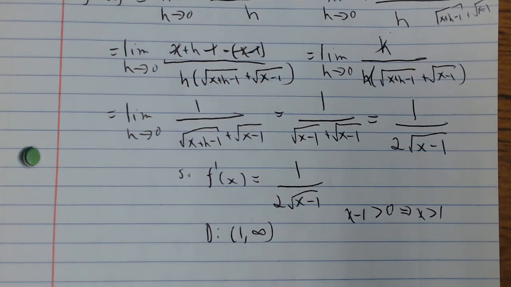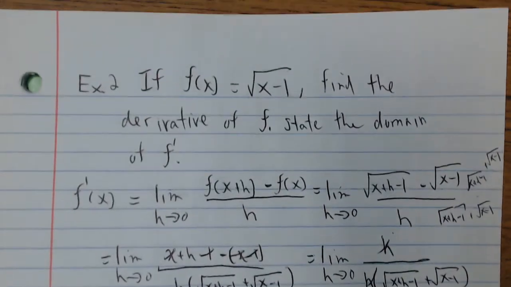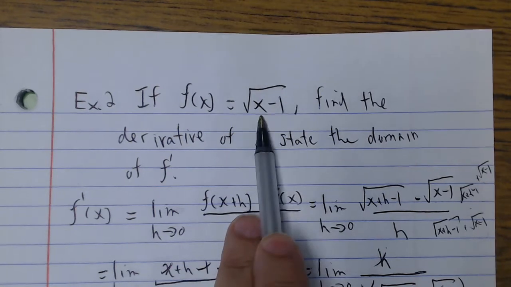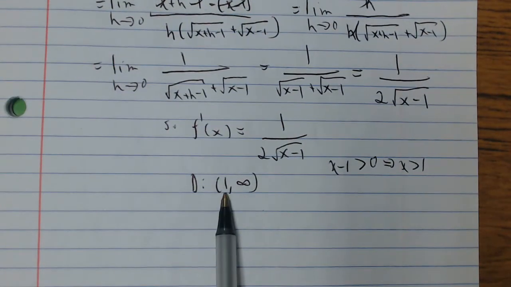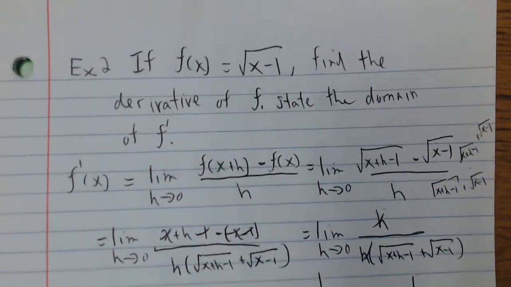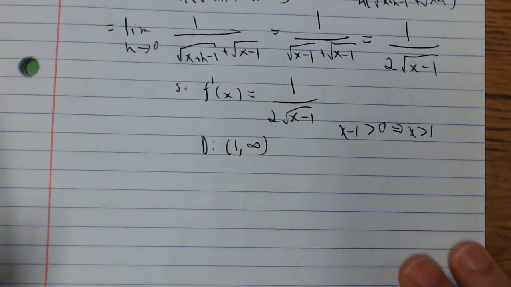And so what did you notice, by the way? Compare the domain of the derivative to the domain of the function. What is the domain of the original function? It's 1 to infinity, including 1. But this one is 1 to infinity, not including 1. So is that a coincidence that whenever this guy's not defined, the derivative doesn't exist? And the answer is, of course not.